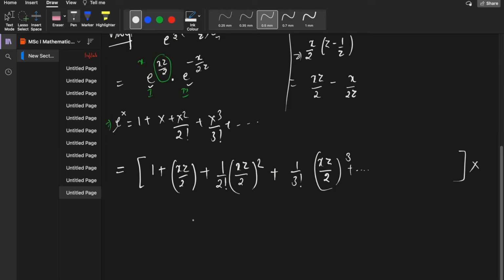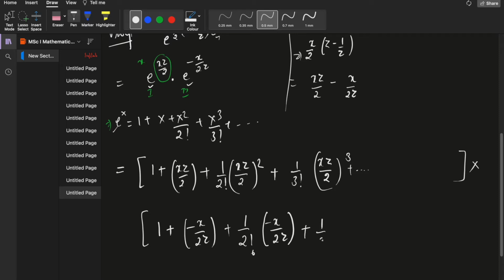Multiply by the second quantity, our second term, e to the power minus x upon 2z. For the second term the expansion becomes 1 plus our x, now our x is minus x upon 2z, so minus x upon 2z, plus 1 upon 2 factorial, minus x upon 2z squared, plus 1 upon 3 factorial, minus x upon 2z to the power 3, plus so on.